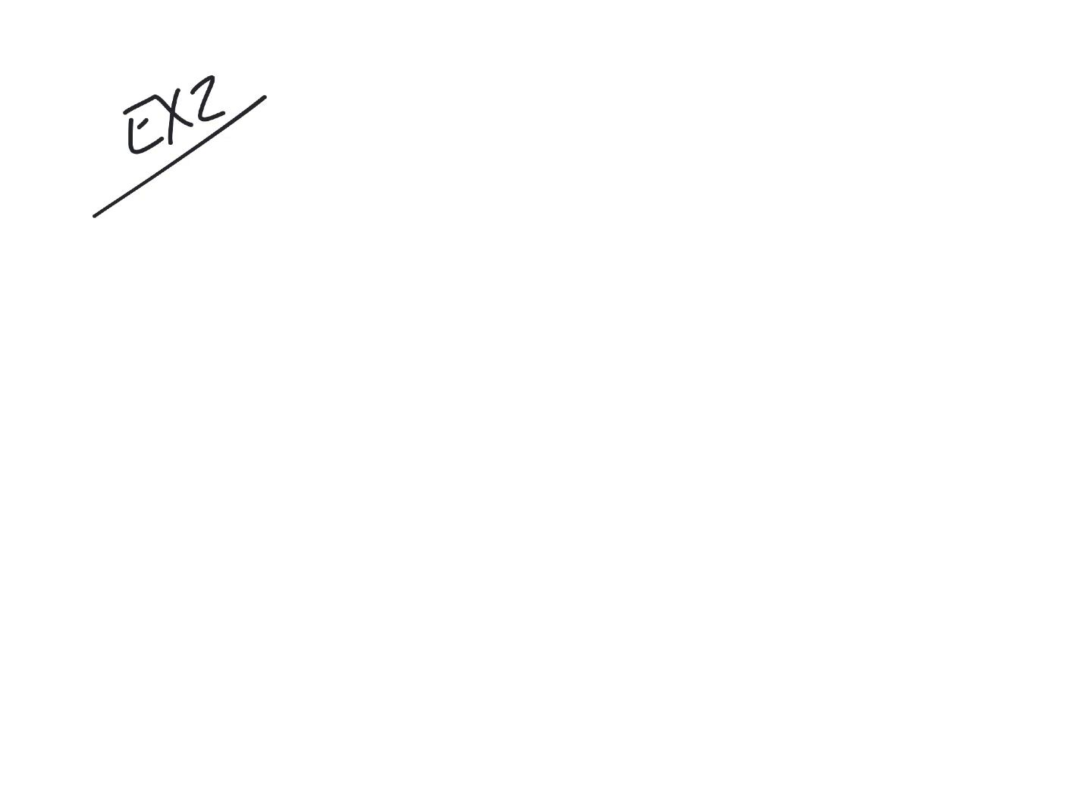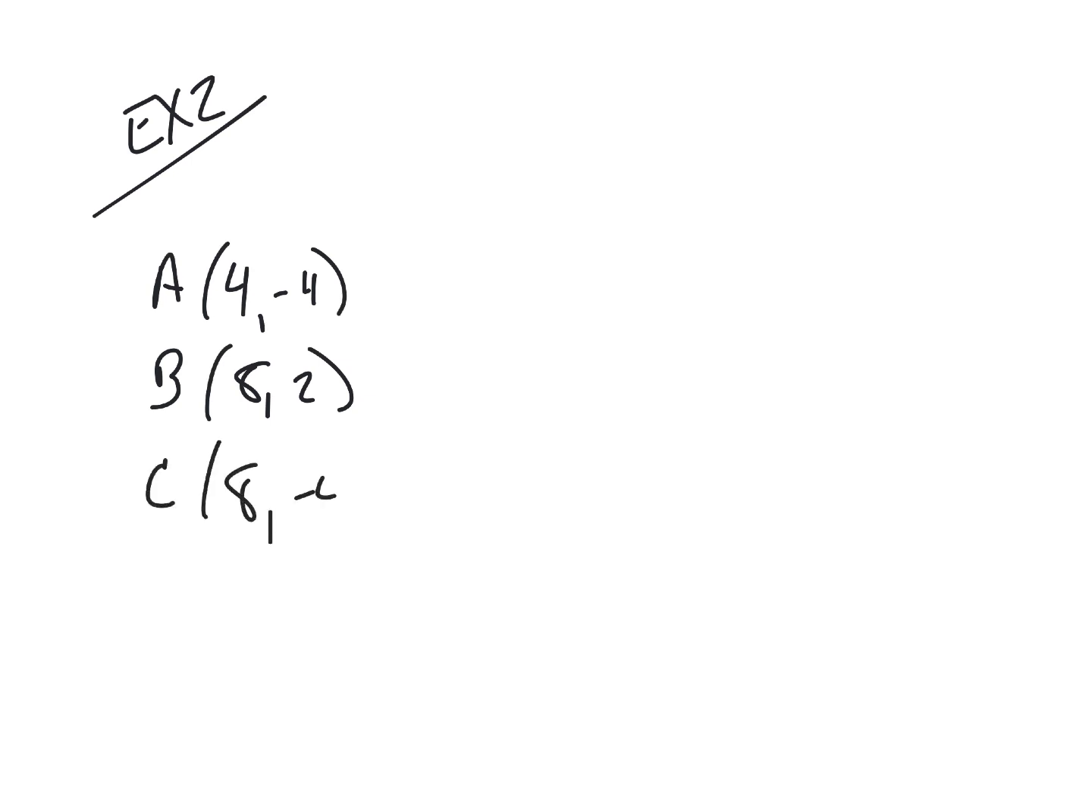So a triangle has the vertices. I'm going to go ahead and write these vertices. A is (4, -4). B is (8, 2). And C is (8, -4).